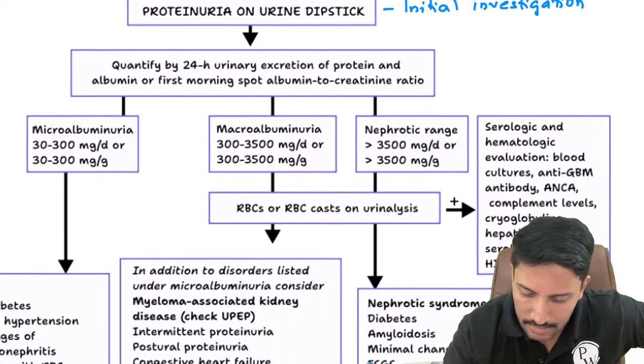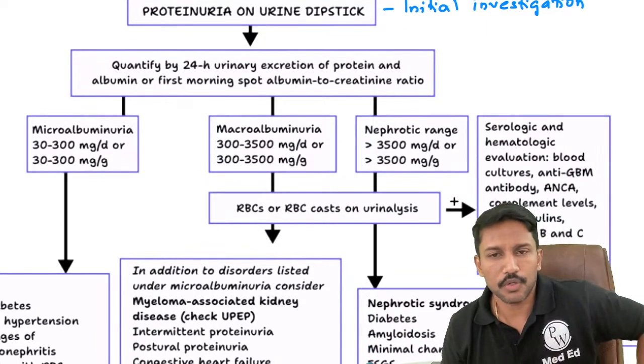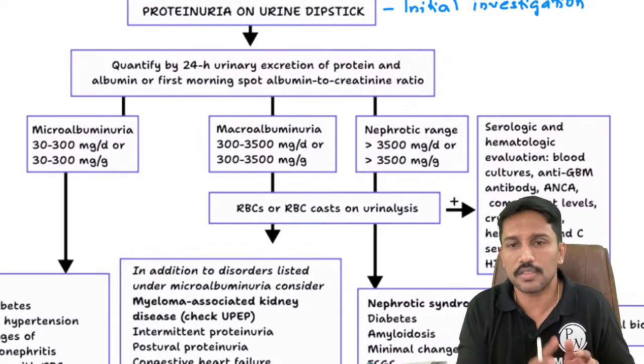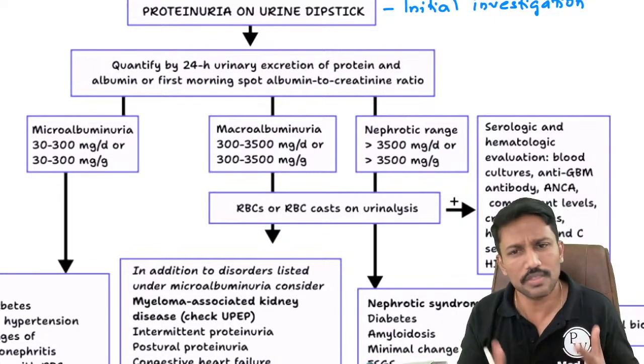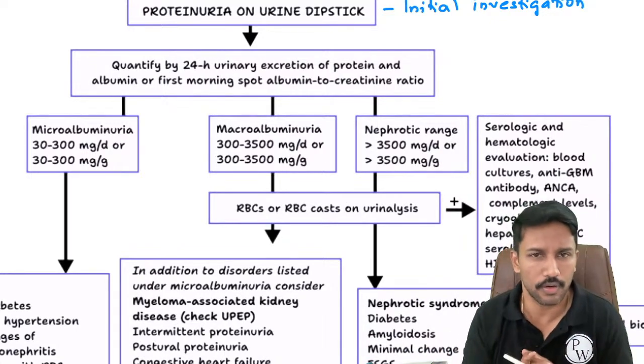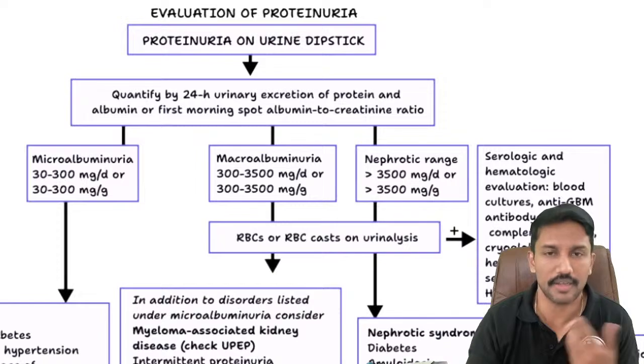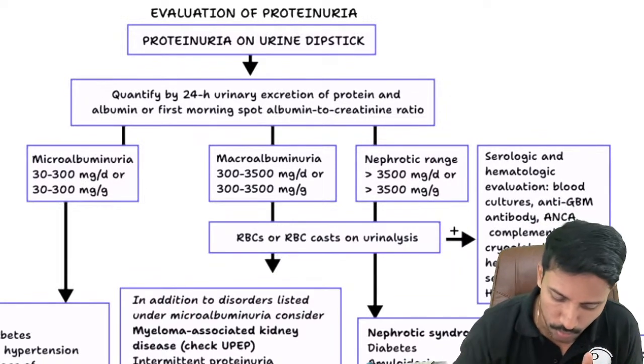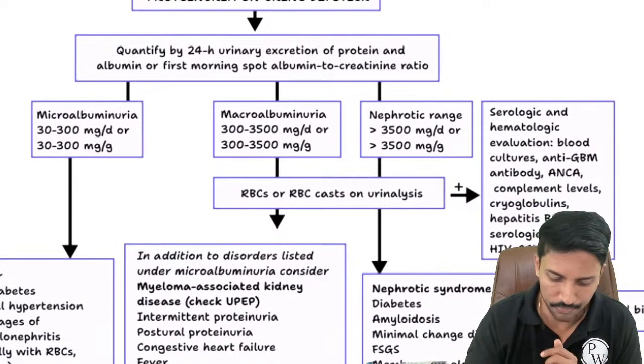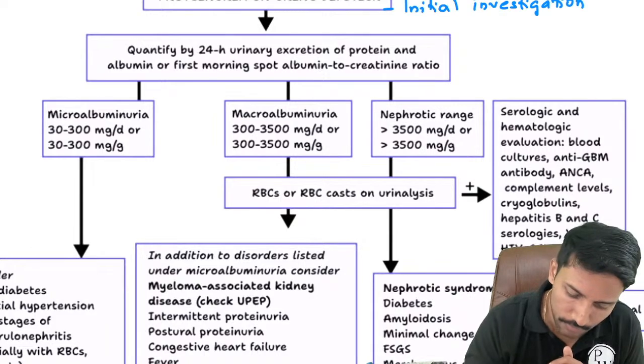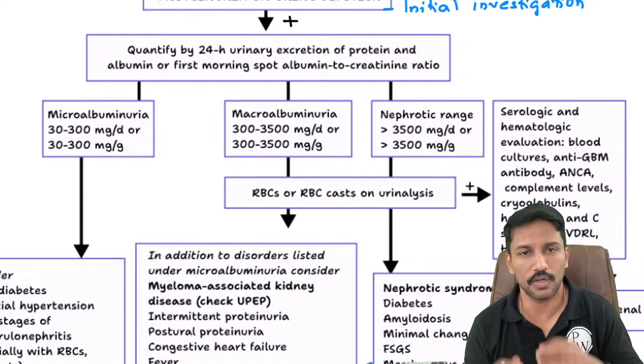But clinically, the dipstick is the most important investigation, because in the majority of cases proteinuria is useful for diagnosing underlying causes, the glomerular disorders where we will have albuminuria, right? Like for example, diabetic nephropathy. So once the dipstick is positive for proteinuria, we have to go ahead for further evaluation. What is the further evaluation?